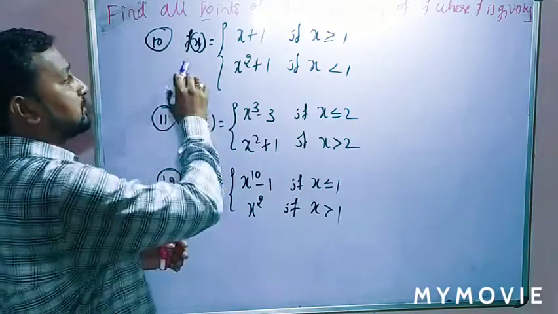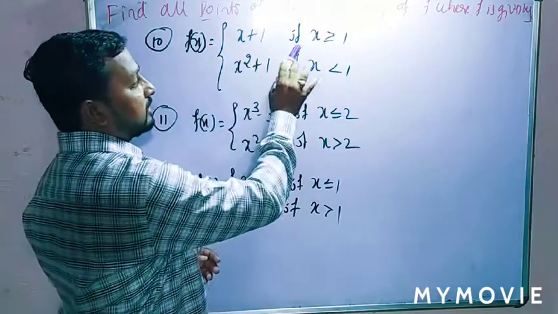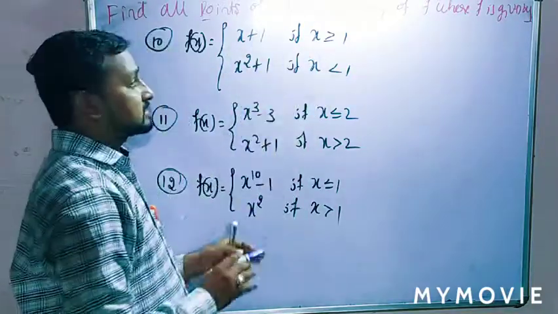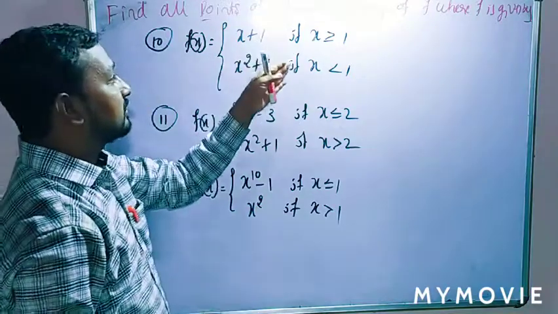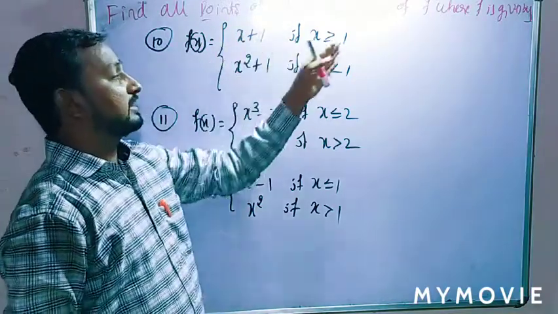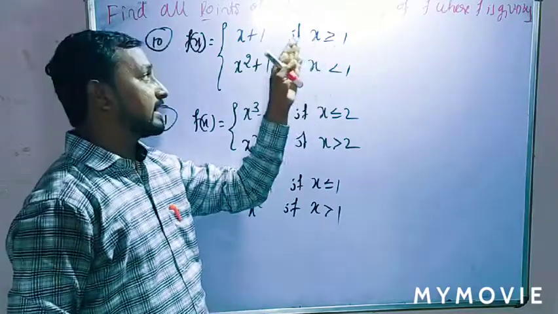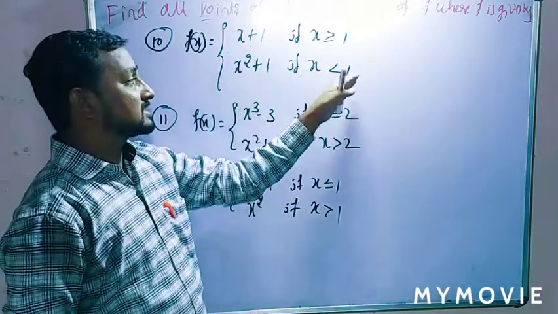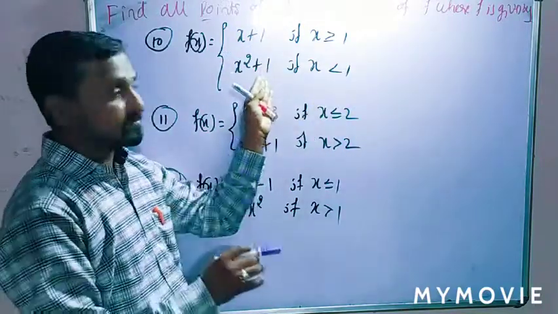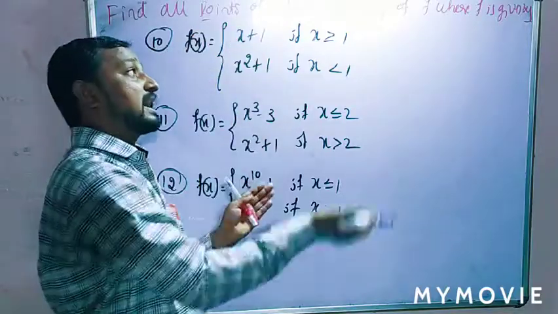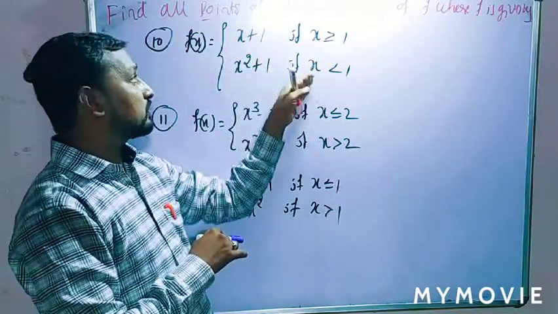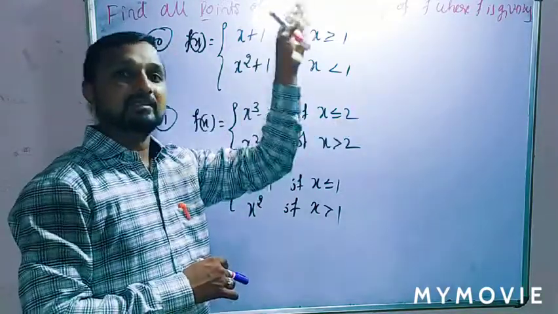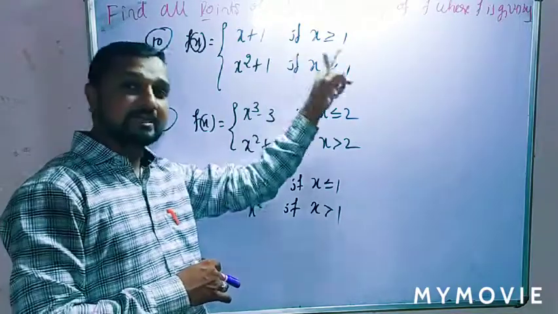Very simple. f of x is equal to x plus 1 if x is greater than or equal to 1, and x square plus 1 if x is less than 1. In this example there is no particular point given, so we can take a general point. If c is greater than 1, f of x is continuous. If c is less than 1, f of x is obviously continuous because this is a polynomial function. And we check at x equal to 1. At x equal to 1, if LHL equals RHL, the function is continuous; otherwise the function is discontinuous at that point only.